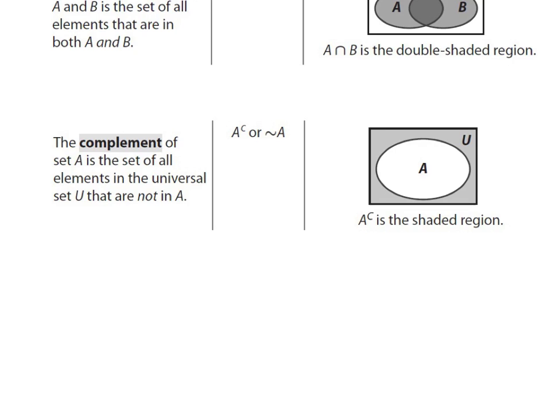You're going to see this different notation as we go through the problems, and that's really what you need to memorize: what do the symbols represent? Are we looking for the intersection? Are we looking for the union? Or are we looking for the complement?